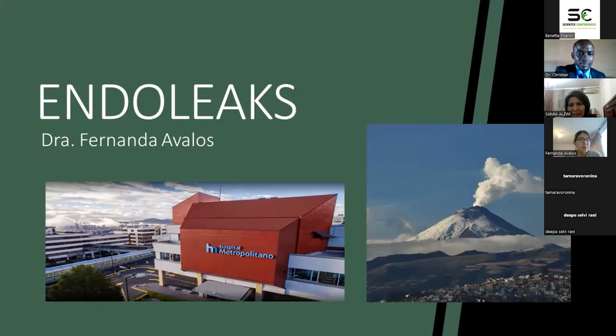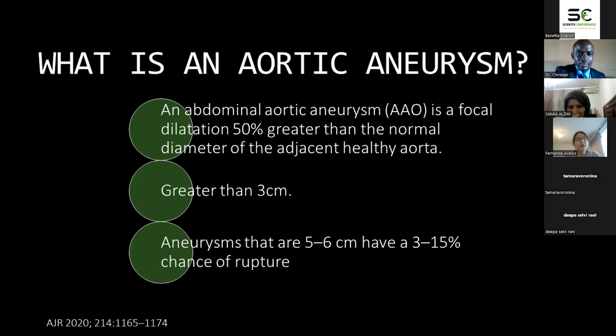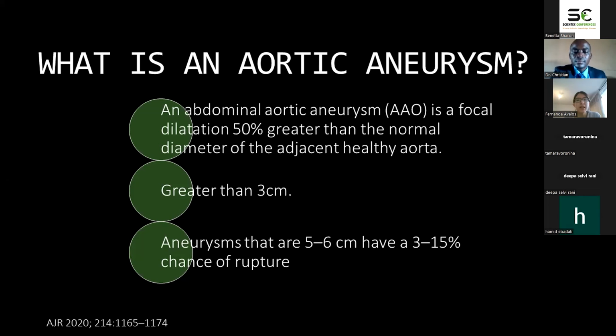Let's begin with our topic today. When we have an endoleak, first we need to have an aortic aneurysm. So first, what is an aortic aneurysm? This is a focal dilatation greater than 50% of the normal diameter of the adjacent healthy aorta. This means that it's more than 3 centimeters. And if we have more than 5 to 6 centimeters, there's a chance of rupture between 3 to 50%.